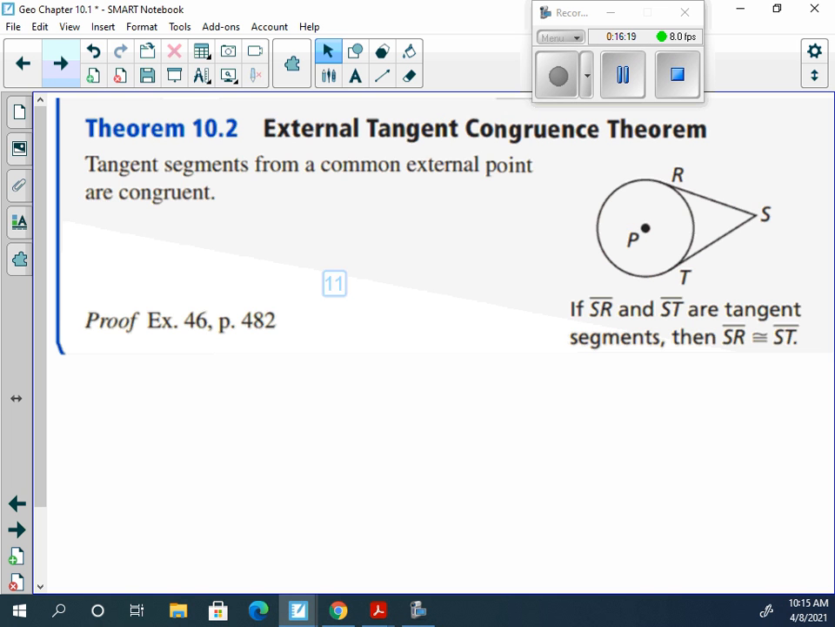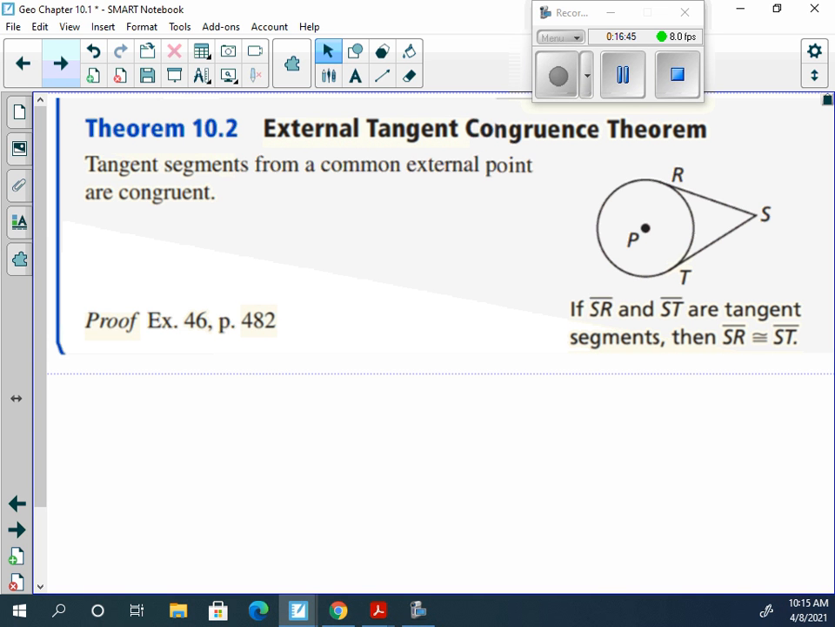All right, we're going to come back to example 4 in a little bit. I want to make sure we get to everything else first. Now, external tangent congruency theorem. This is the next theorem we're going to look at. We'll come back to example 4 later. Tangent segments from a common external endpoint are congruent.